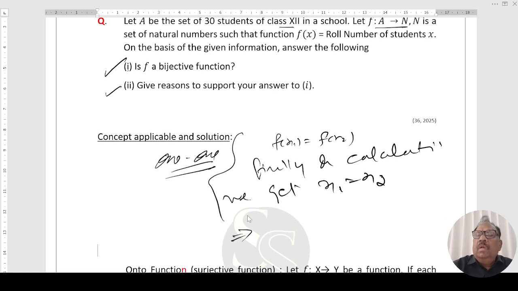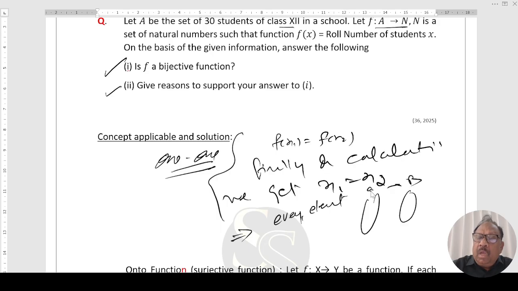And another way: every element in A, like in a function from A to B, every element has one image. Every element should have one image only. This is not 1 to 1 otherwise. It means each student will have a unique roll number. That is correct. This is 1 to 1.